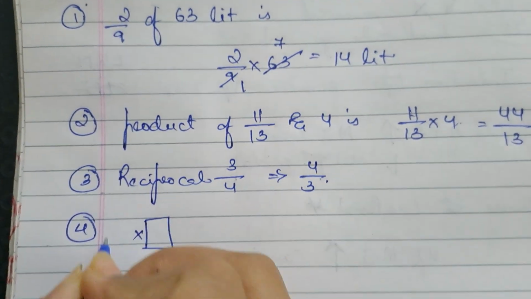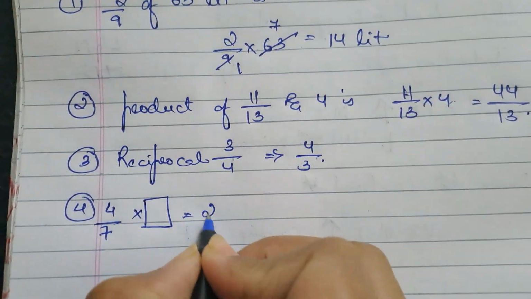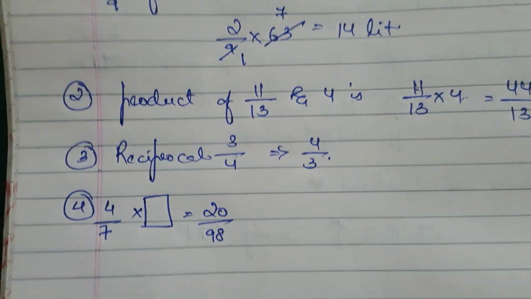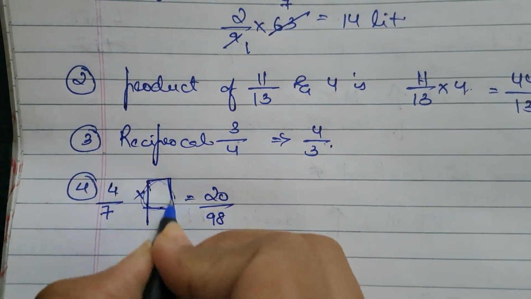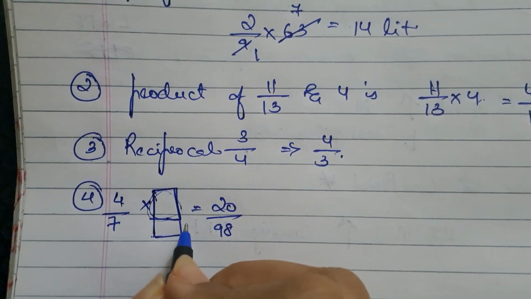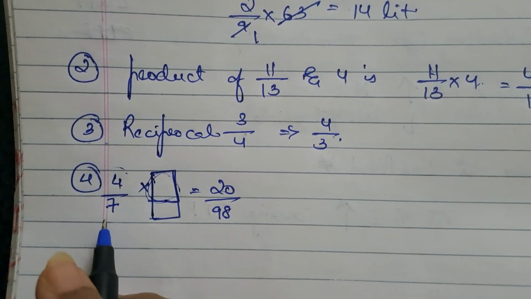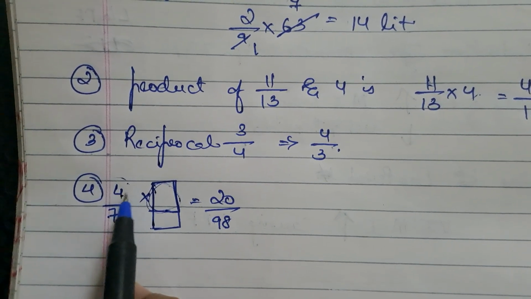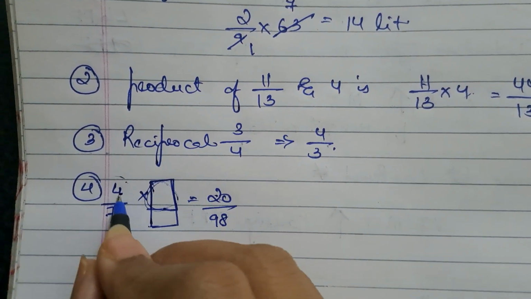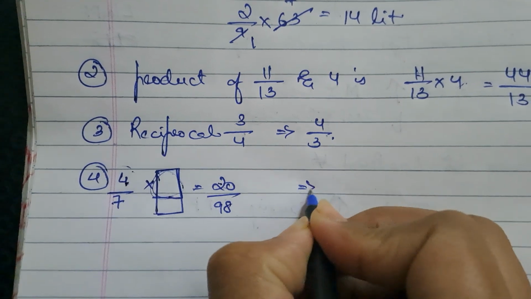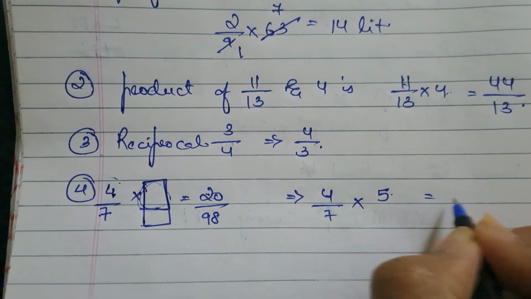The blank goes like this: 4 upon 7 is multiplied with something to get 20 upon 98. What does 4 multiply with to become 20? Okay, now in fractions there is a condition that whatever you multiply to the numerator, the same number will multiply to the denominator as well. So I will see that to make 4 into 20, I have to multiply with 5. 4 upon 7 times 5 I have to do, that becomes a 20.